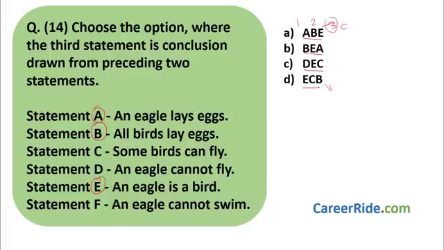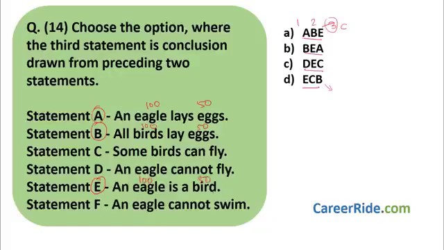A is: an eagle lays eggs. B is: all birds lay eggs. E: an eagle is a bird. This is a normal sum, no possibility. An eagle, or one eagle, is similar to all eagles. All eagles lay eggs, right? So all means 100, 50. All birds lay eggs, 100, 50. Here, an eagle is a bird, all eagles are birds. All means 100, 50. So the conclusion is E.